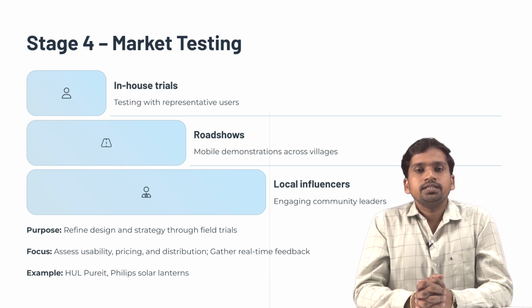Tools and approaches include in situ product trials within rural households, vendor based promotions at weekly haats, collecting feedback through trusted local influencers like school teachers or health workers, and using mobile vans or road shows to showcase the product. For example, HUL Pureit was tested in diverse water conditions across India, and Philips Solar Lanterns were market tested in tribal villages with no grid connectivity before full scale manufacturing.